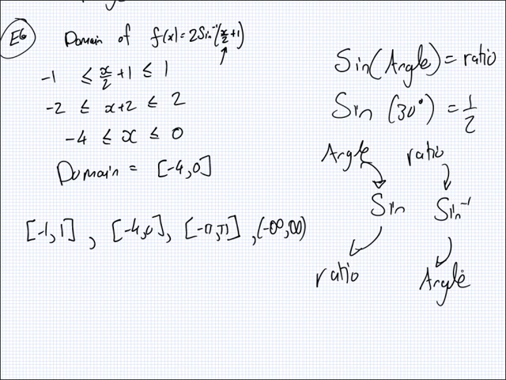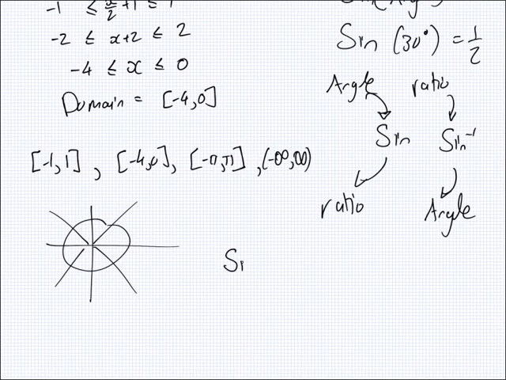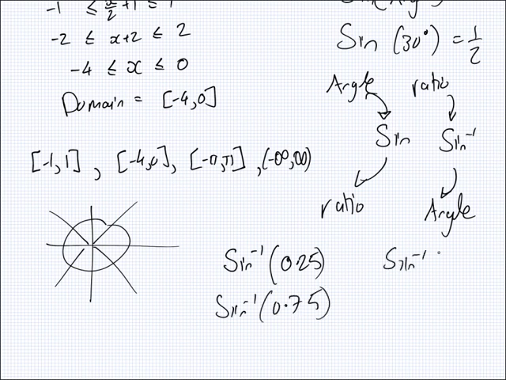You could check this on your calculator. If you're not sure in the exam, the easiest way to check this is just quickly draw a circle here, and see whether it is possible to get all the different angles in the circle. A very quick way to check this is to type in sine inverse, and I would check 4 different numbers: 0.25, 0.75, minus 0.25, and then sine inverse of minus 0.75.